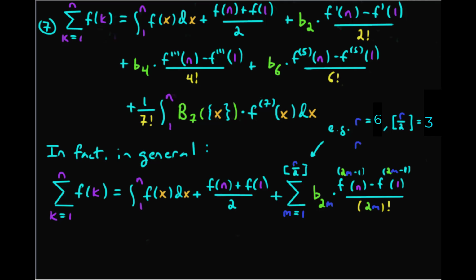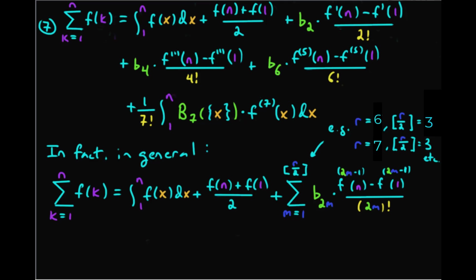But then we want those same terms also to be in the 7th derivative form. So if we let r equal 7 there, then the floor of 7 over 2 is the floor of 3.5, which also equals 3. So we get all the same correction terms for the 7th derivative form as we had for the 6th derivative form.